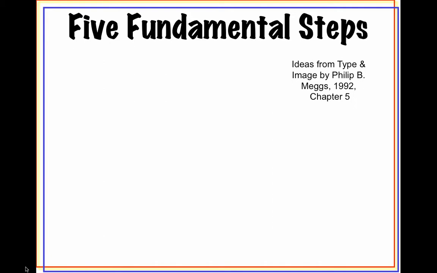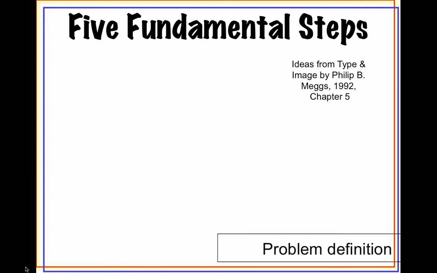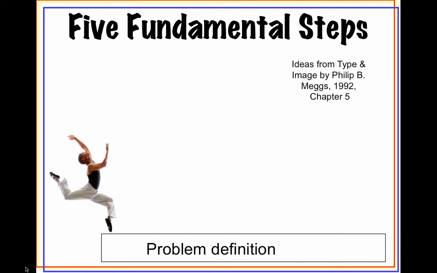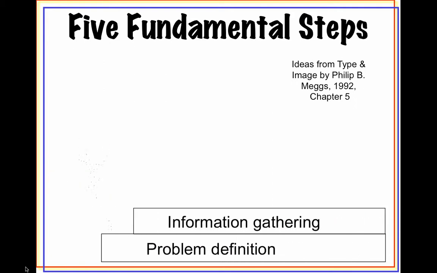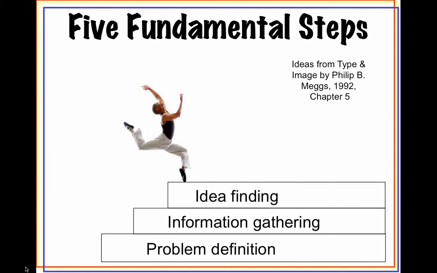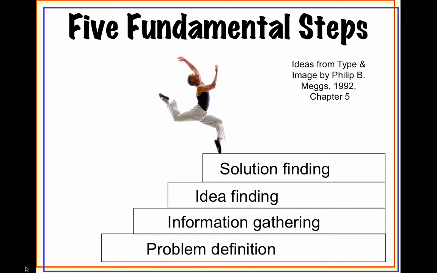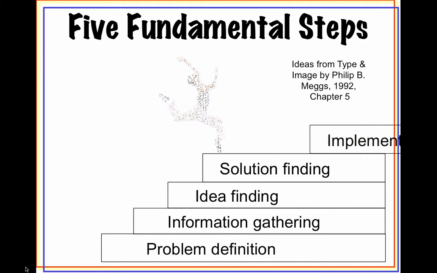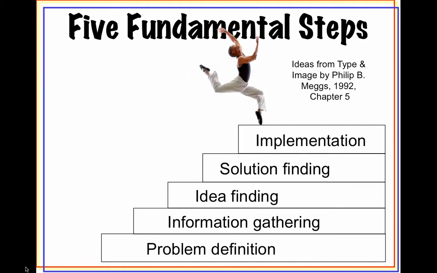The 5 fundamental steps. These ideas are from Type and Image by Philip B. Meggs. First is problem definition. Second, information gathering. Third, idea finding. Fourth, solution finding. And fifth, implementation. This is what we'll be discussing today.